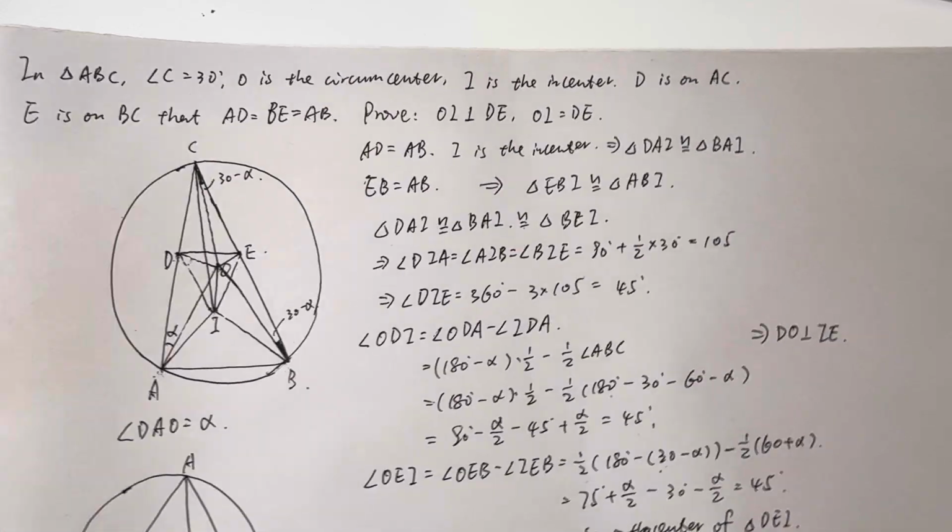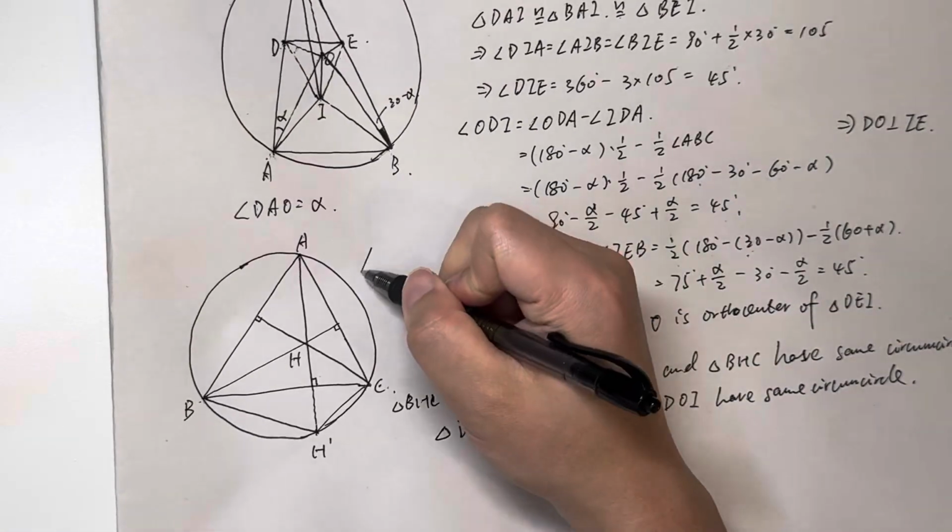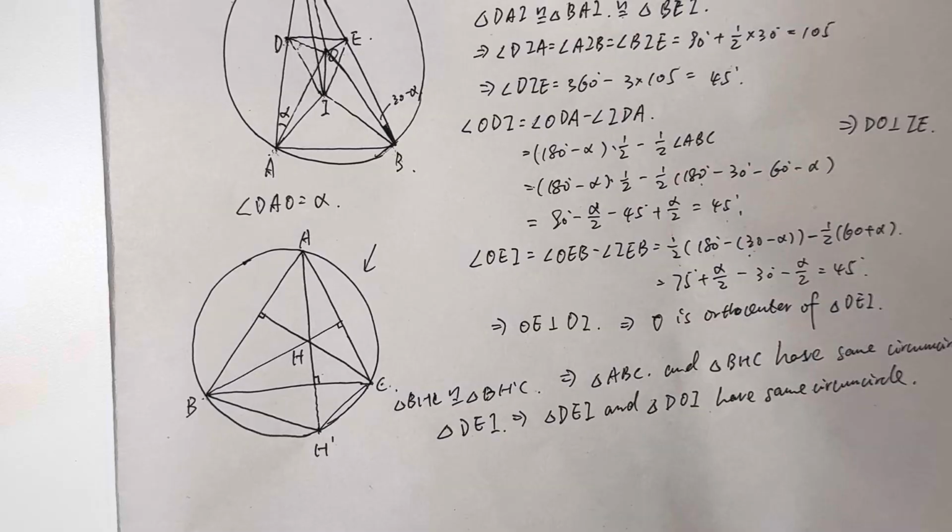And then you need to have the knowledge of this property, right? To help you easily prove that OI equals DE, just because they both refer to the same circumferential angle while the circumcircles are equal.